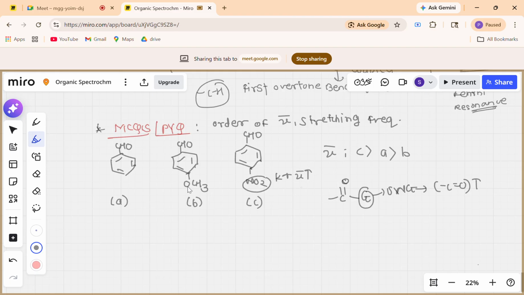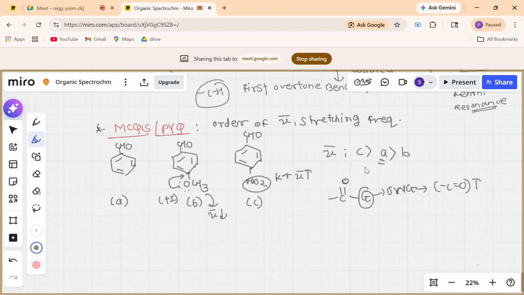So we already discussed, right? Whatever G group nature is present, based on that we can determine. If your G group is electron withdrawing in nature, then your C double bond character will increase, right? Here this is a nitro group, a strong electron withdrawing group. So the force constant will increase, and the stretching frequency will increase.